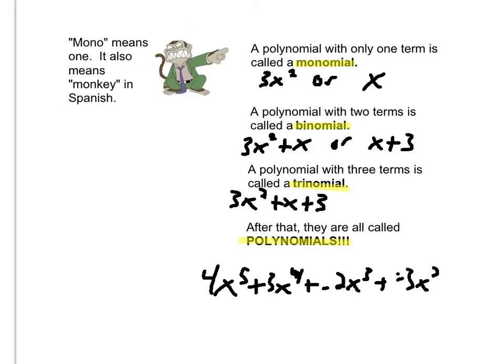Oh, and by the way, mono means one, and it also means monkey in Spanish. So that's why the picture of the monkey right here. So mono means one, bi means two, tri means three. All right, and the next slide.